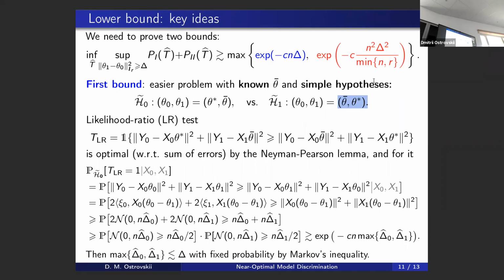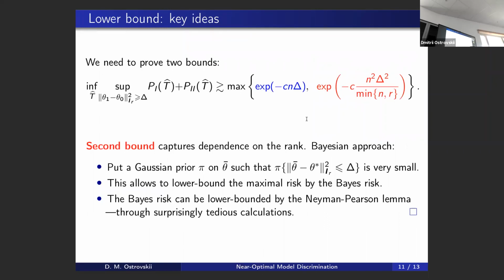Now the rank dependent part is actually technical. You put the Gaussian prior, then you have to lower bound the Bayes risk, and then you massage, and you do it by the Neyman-Pearson lemma. You really need to lower bound the Bayes risk, but then you need to do some technical lower bounding, and you're done. I don't have any simple explanation, and to be honest, it was quite surprising to us why it is so technical here, but it is.